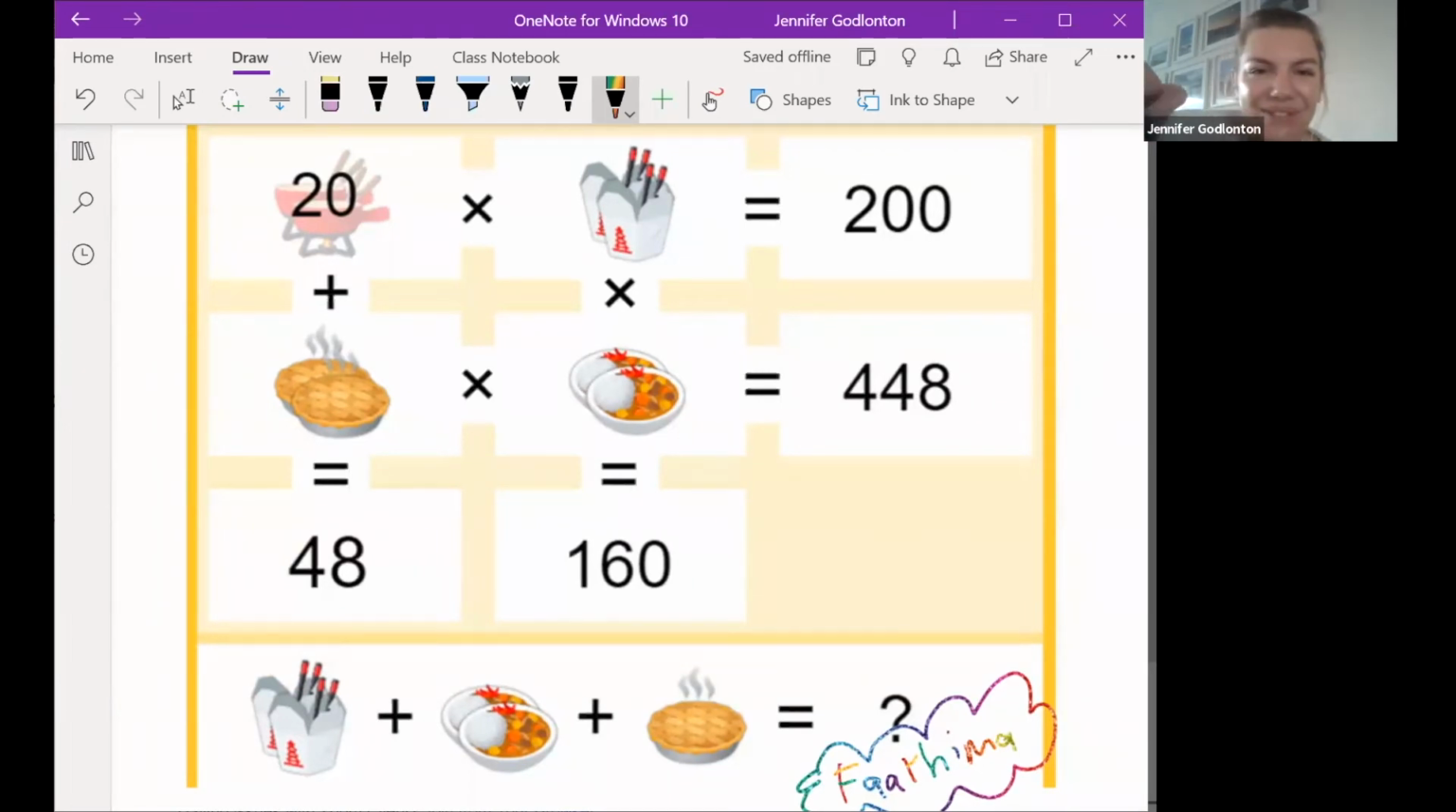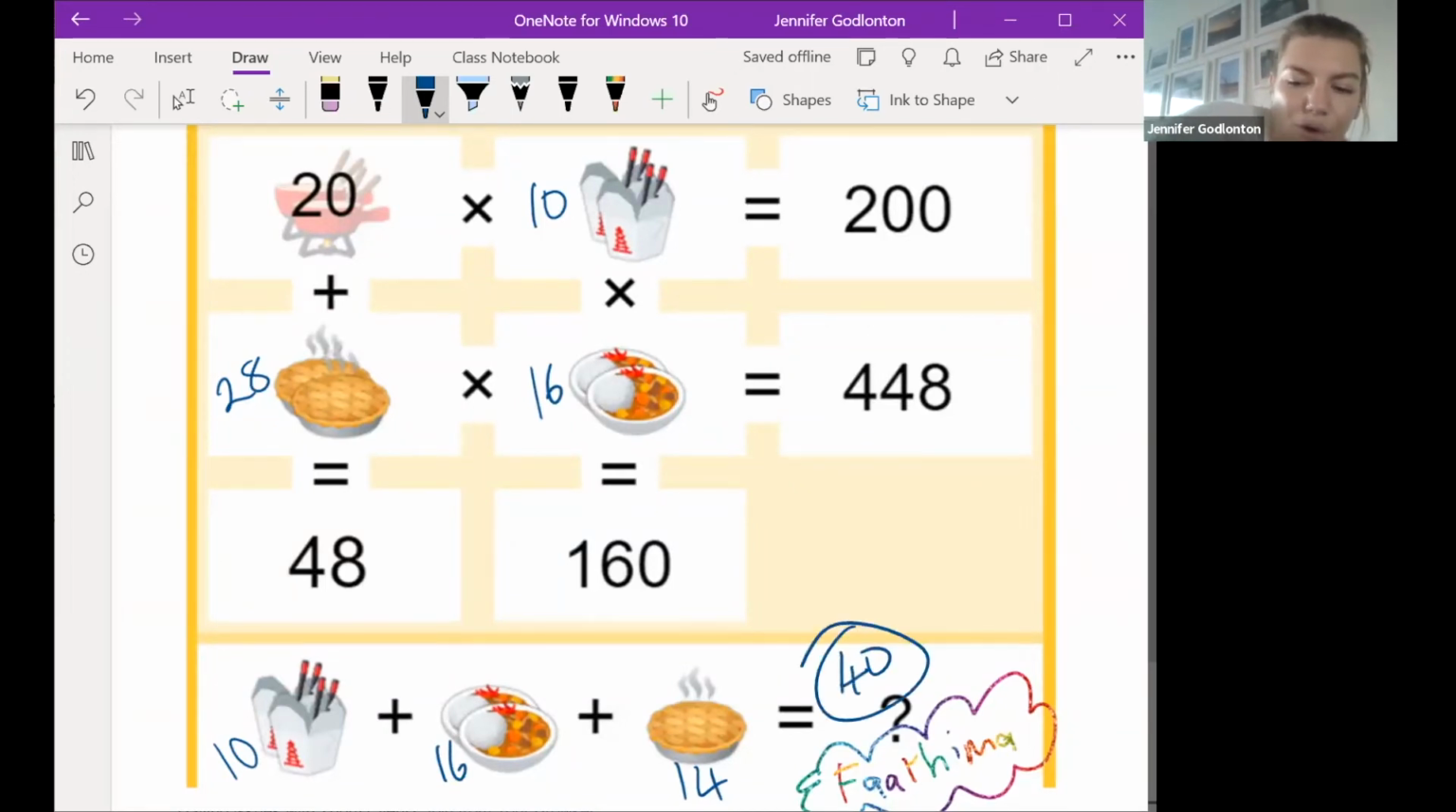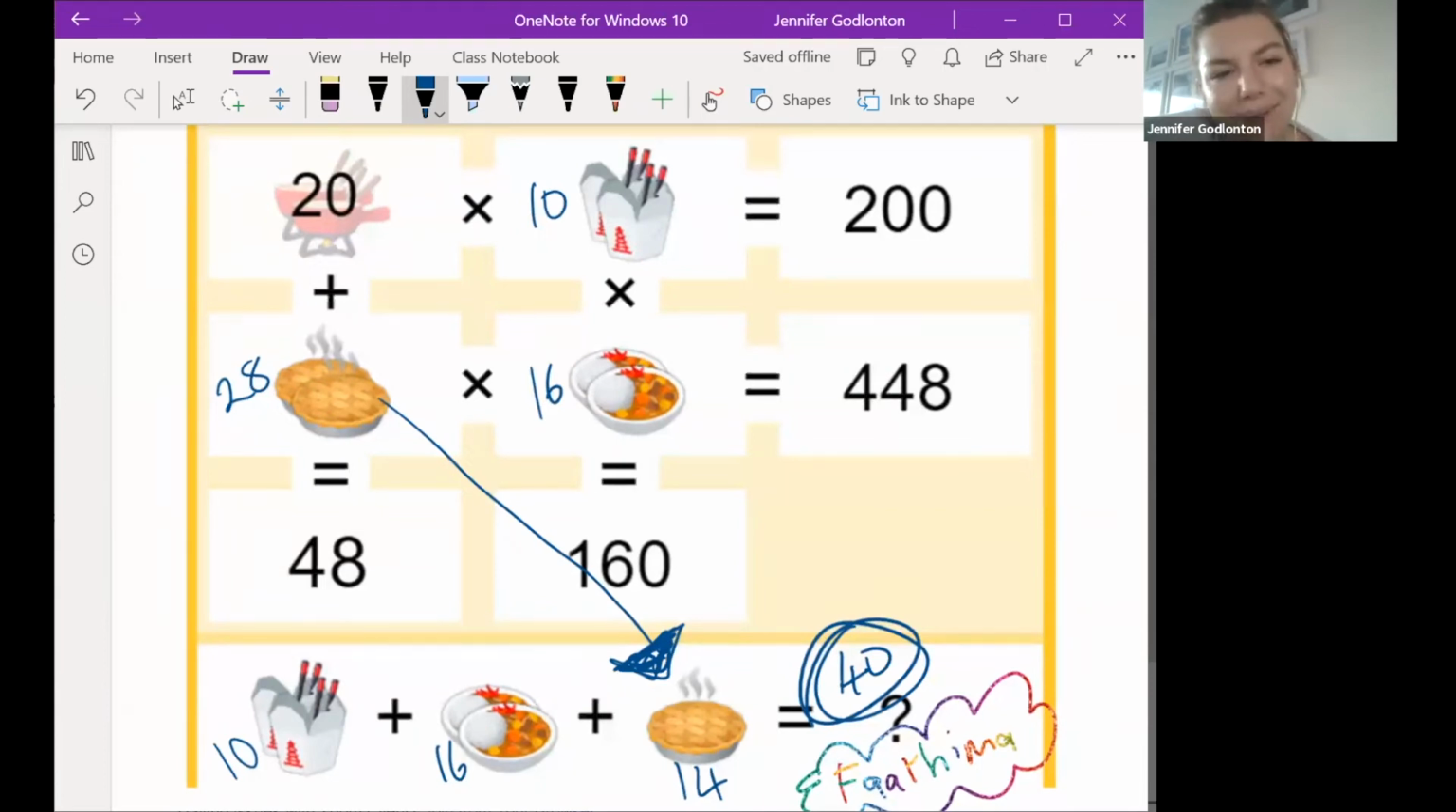Okay, let's have a look. So 20 times 10 is going to give us 200. 10 times 16 is going to give us 160. 20 plus 28 is going to give us 48. So we've got 10, we've got 16, and then there are 2 pies here and only 1 pie here, which is going to be 40. So 10 plus 16 plus 14 is 40. Those of you who are getting 54, you were tricked. There are 2 pies, and here there is only 1 pie. So that's why it's only 14 and not 28.